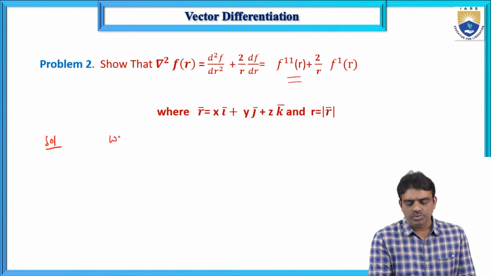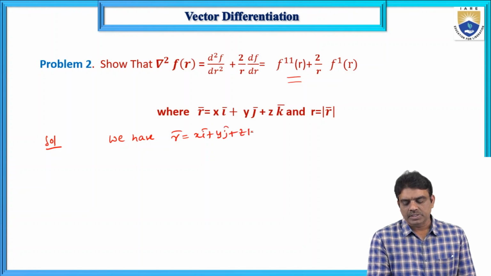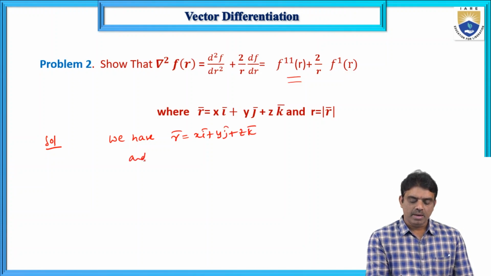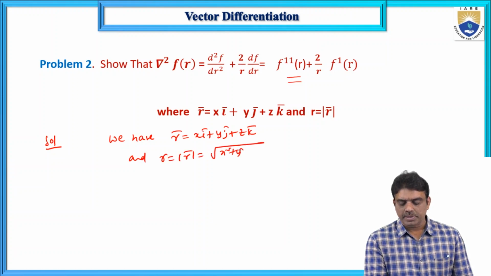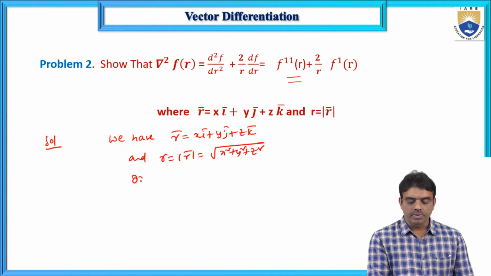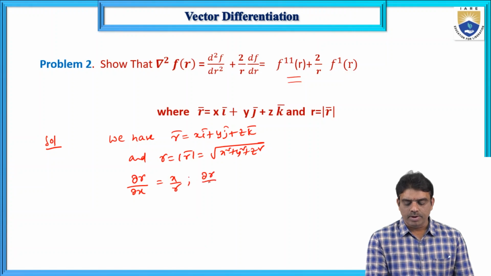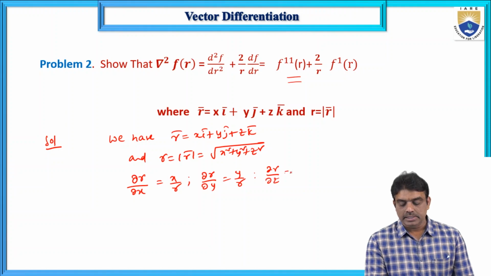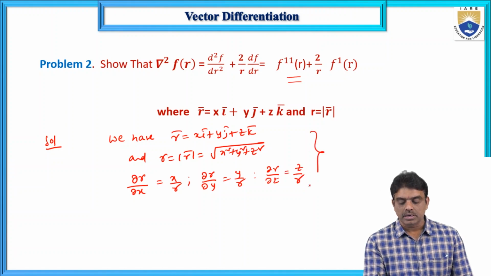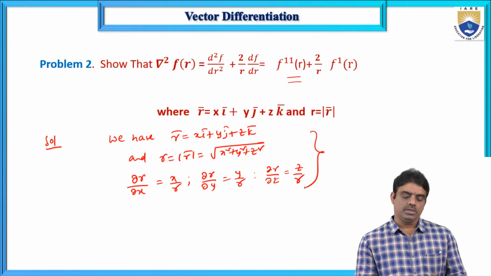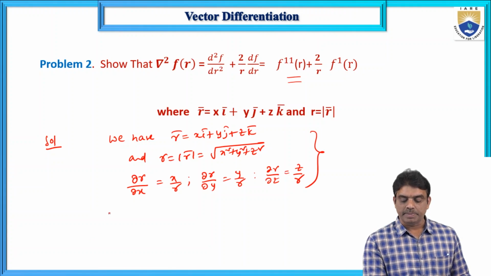Just to notation, we have what is r bar. The same approach here also I am writing xi bar plus yj bar plus zk bar. And what is r? Magnitude of r bar, that is root of x square plus y square plus z square. Then what is dou r by dou x? It is x by r. Dou r by dou y, that is y by r. And dou r by dou z, that is z by r. So these things are common for all problems, these type of problems.